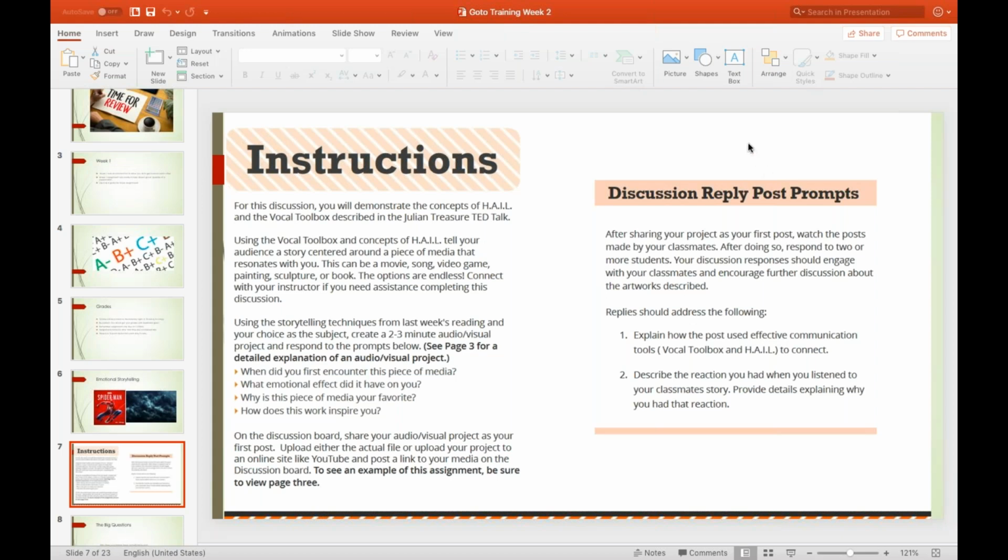So the second part of it is going to be your discussion reply post. All right. So you have to go to two or more of your fellow classmates and pretty much do what you guys did last time. Describe what your reaction was when you listened to your classmates. Provide details explaining why you had that reaction. Like I've always said to you, go into detail.